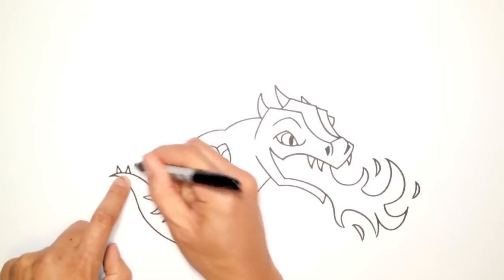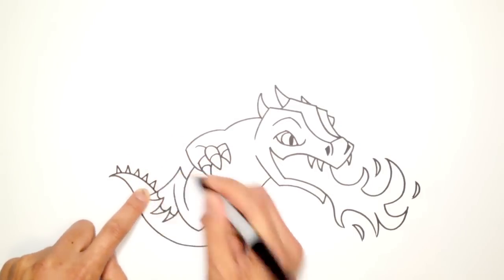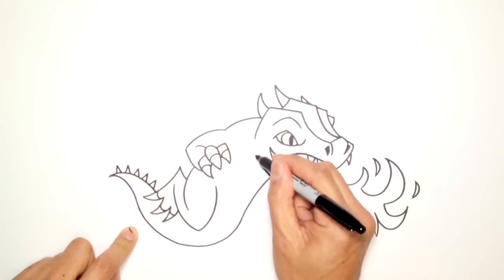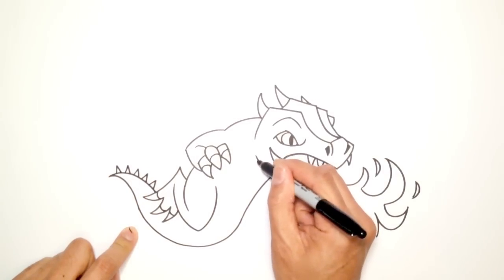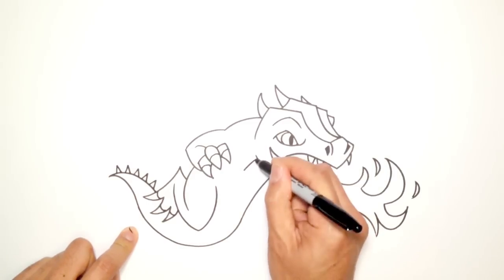So I'm just going to do some very sharp points. I'll draw 5 of them right about here. I'm going to go back up here. Now, right here where the neck meets the head, I'm going to do an overlap. Just come in a little bit. And just follow this contour here.